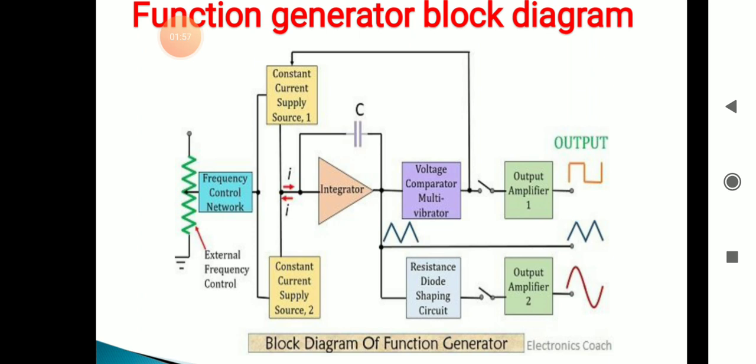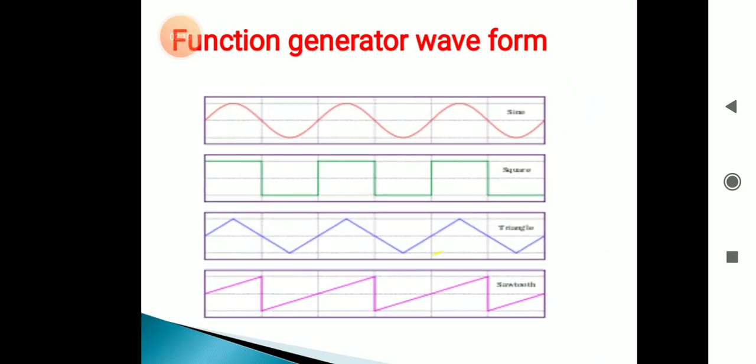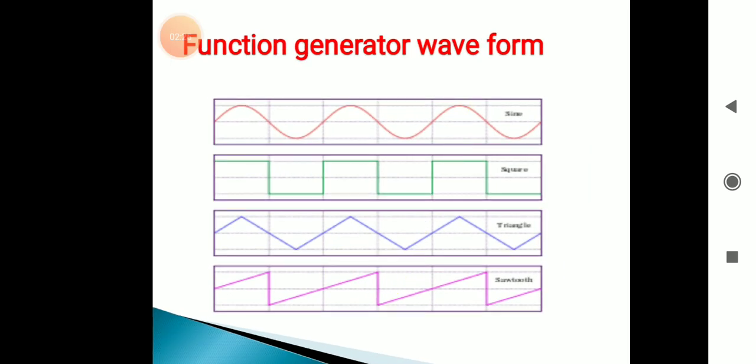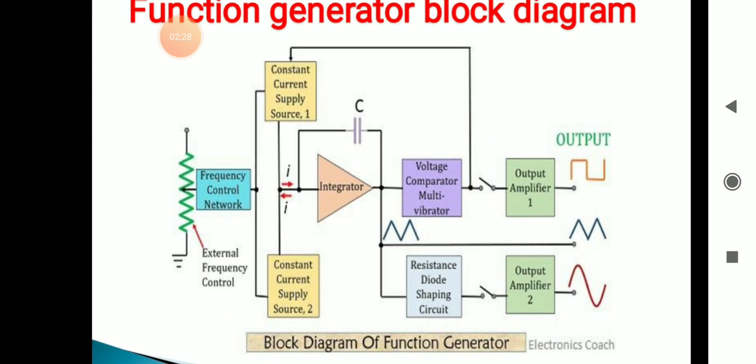You can also provide the voltage as well as the frequency. That's why the name is function generator: an instrument which produces different functions or waveforms at the output side. This is the block diagram of the function generator as shown in the figure, and the function generator waveform may be sine, square, triangular, or sawtooth at the output side. We'll move on to it block by block.